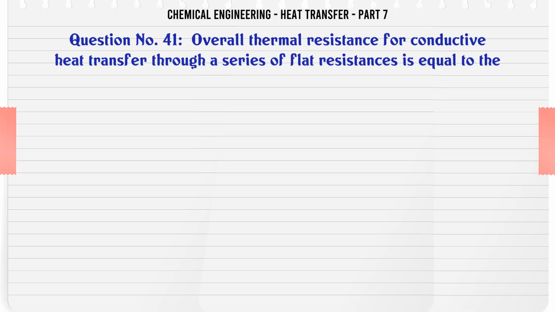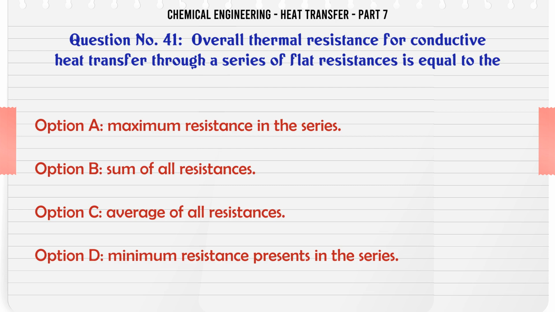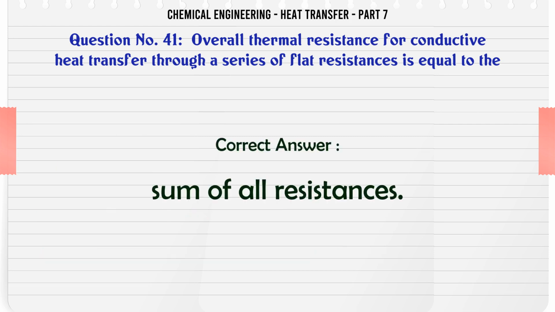Overall thermal resistance for conductive heat transfer through a series of flat resistances is equal to the: A. Maximum resistance in the series, B. Sum of all resistances, C. Average of all resistances, D. Minimum resistance present in the series. The correct answer is sum of all resistances.